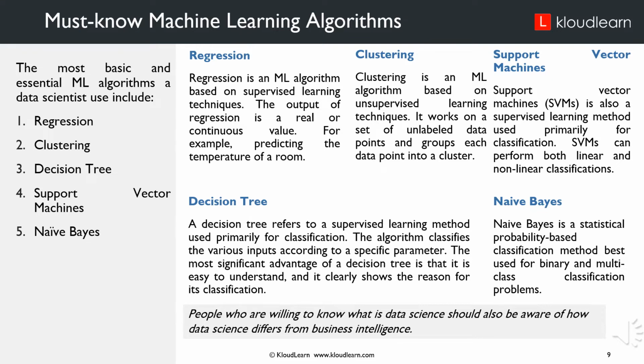Regression. Regression is an ML algorithm based on supervised learning techniques. The output of regression is a real or a continuous value. For example, predicting the temperature of a room.